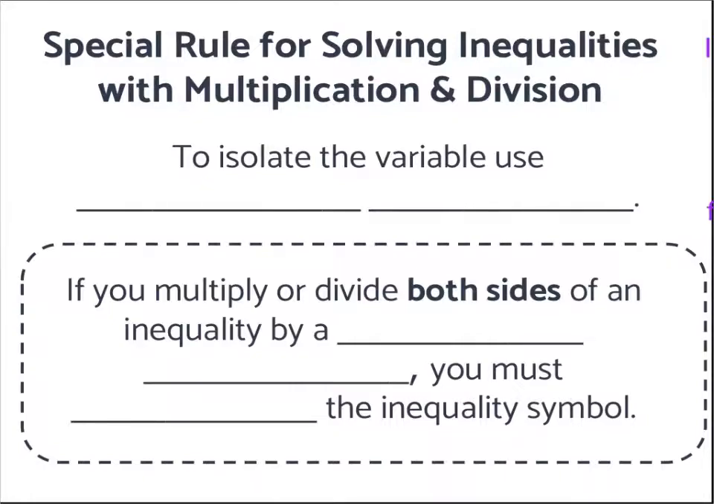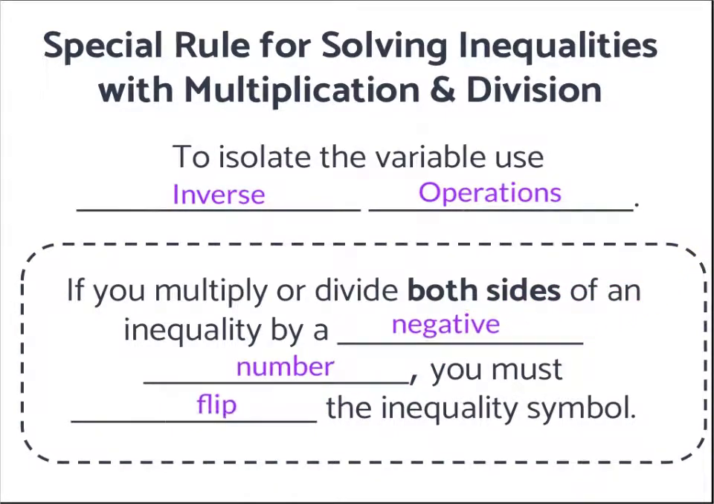First, remember we're always going to isolate the variable using inverse operations. That doesn't change when we're solving equations. It's true here as well. However, if you multiply or divide both sides of an inequality by a negative number, you must flip the inequality sign. And we're going to see what that looks like. So if it was less than and you multiply or divide by a negative, then it'll be greater than, and vice versa. If it was greater than and you multiply or divide by a negative, then it will be less than. So with that in mind, let's take a look at a refresher on how to graph inequalities.